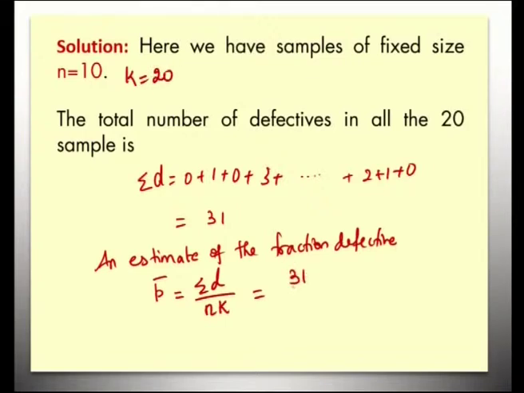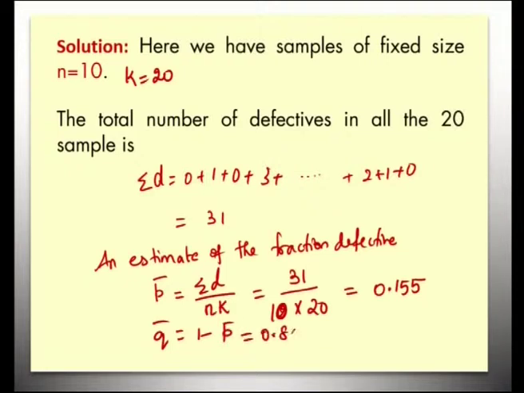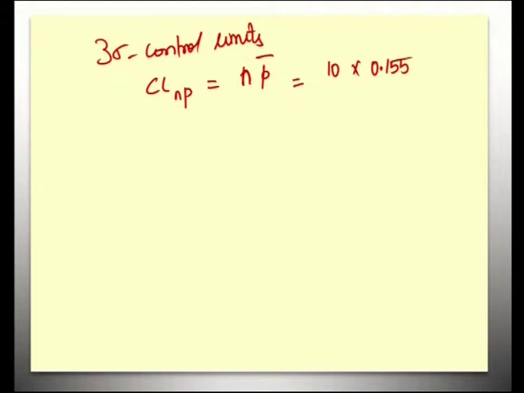So, summation D is 31 divided by 10 into 20, and the value is 0.155. So, P bar value is 0.155 and Q bar is 1 minus P bar, which is 1 minus 0.155, that is 0.845. Now, next we have to calculate the 3 sigma control limits. The CL for the number of defectives is n p bar, which is n is 10 into 0.155, equal to 1.55. So, CL of NP is 1.55.